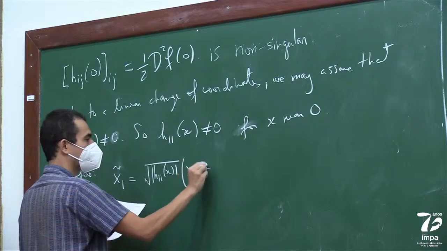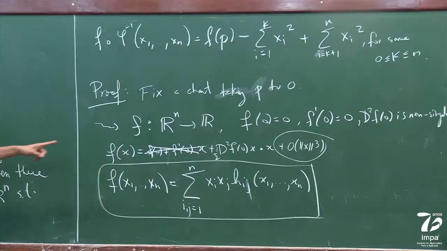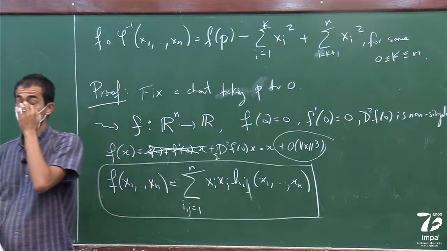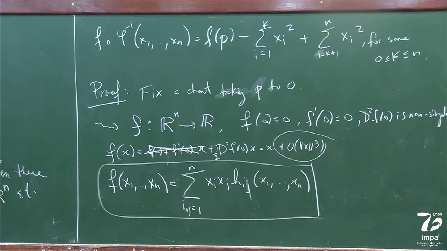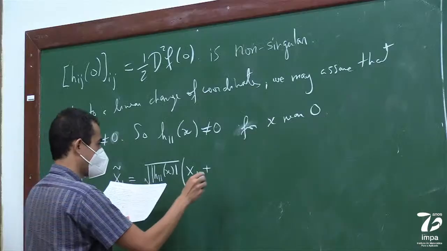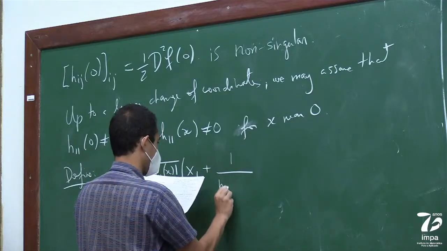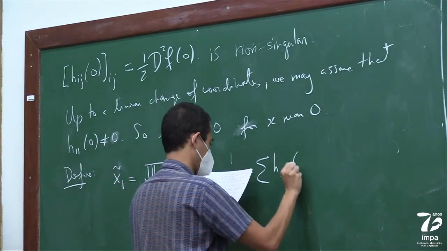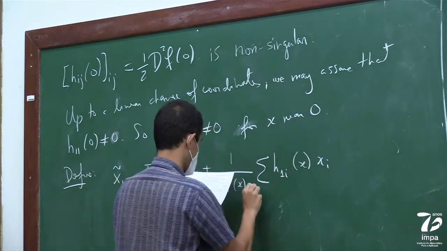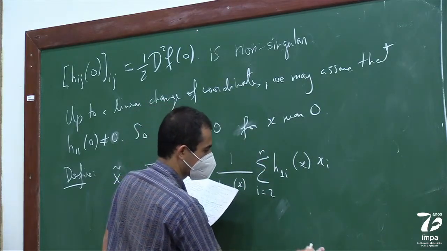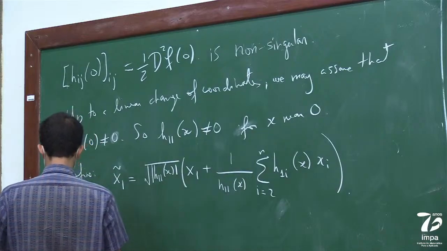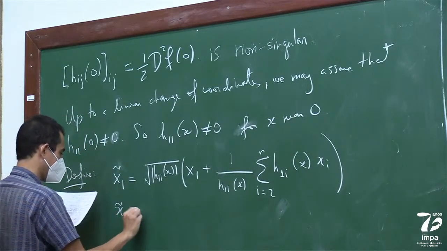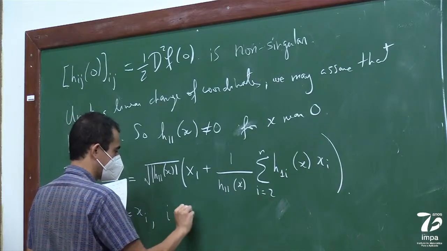But then I'm actually going to write a few other terms to cancel out all of the xi, x1, xj. So I'm going to write something down to absorb all the xi, x1, xj into this x1 squared. So I have to look at the other guy. So this is 1 over h11 of x times the sum of h1i of x times xi from i equals 2 to n. So I do this, and then I let xi tilde be equal to xi for i greater than or equal to 2.